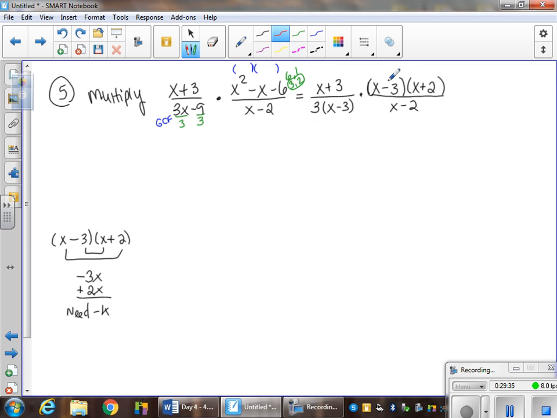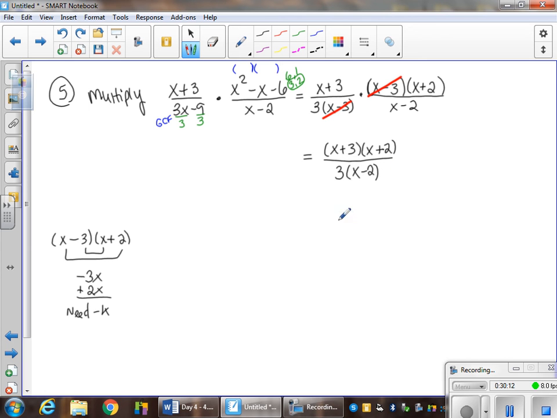Hopefully you just noticed that I have an x minus 3 here and an x minus 3 there. Those will cancel. Anything else? No, no. Notice one's positive, one's negative. Those don't cancel. And 3 is just going to hang out for the ride. Okay, be very careful that when you're doing your final answer, you don't lose track of things. Okay, so I have x plus 3 times x plus 2 in the numerator, that's what's left, all over 3, there's my 3, times x minus 2.